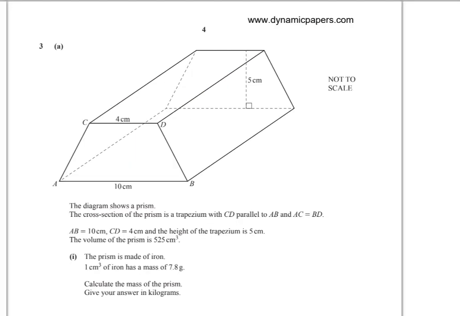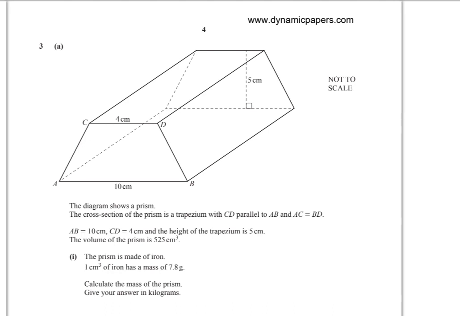Number 3(a). The diagram shows a prism. The cross section of the prism is a trapezium with CD parallel to AB, and AC equals BD. AB equals 10, CD equals 4, and the height of the trapezium is 5. The volume of the prism is 525. The prism is made of iron. 1 centimeter cube of iron has mass 7.8 gram. Calculate the mass of the prism. Give your answer in kilogram.